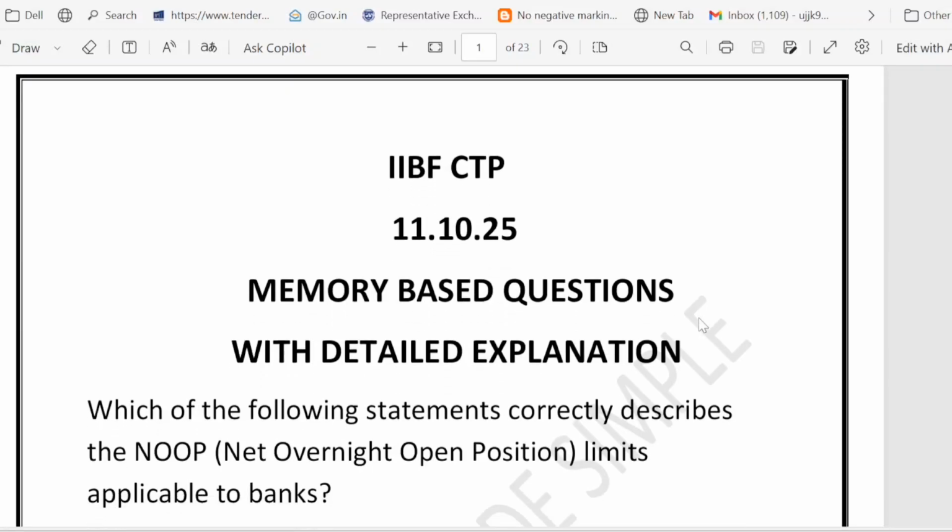Today we are going to discuss our IIBF Certified Treasury Professional memory based questions which were asked in the examination which happened on 11th October 2025, and I will provide you a detailed explanation of all these questions. All the questions which I am providing have been collected from the memory of the students who have appeared in the examination.